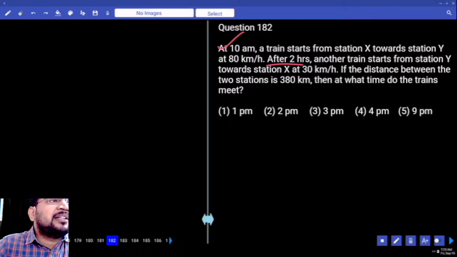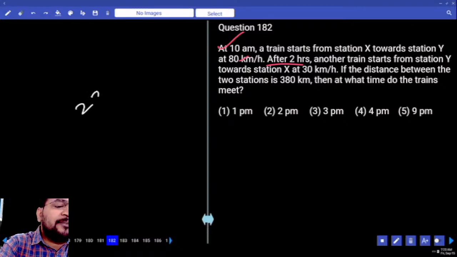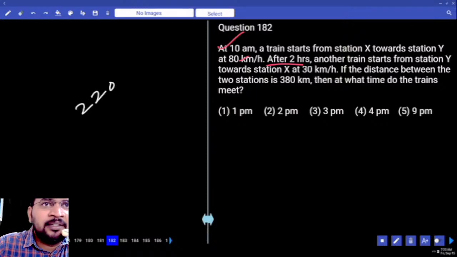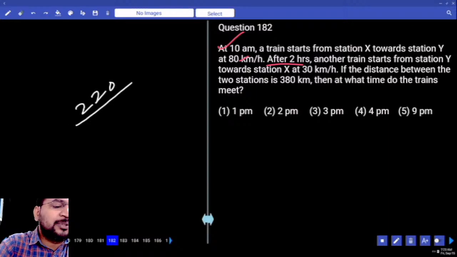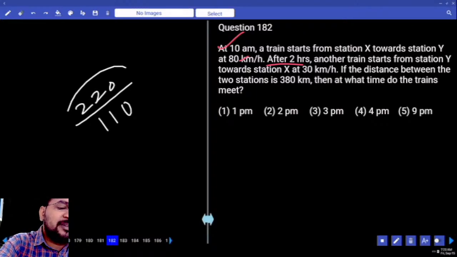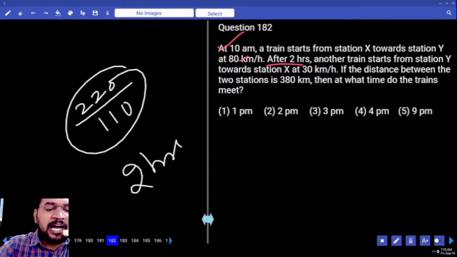And first train, before the second train starts, the first train already travelled 2 hours na, 1 hour 80 kilometers na, 2 hours 160 kilometers na. If you cut 160 from total distance, remaining will be 220 na. And whenever they start, both the trains, whenever they are in motion, the distance between the two trains is 220 kilometers na. Are you clear na? 220 by relative speed na, opposite direction na, 80 plus 30 na, 110 na, 110 how many times? And it will take 2 hours na. Are you clear or not?